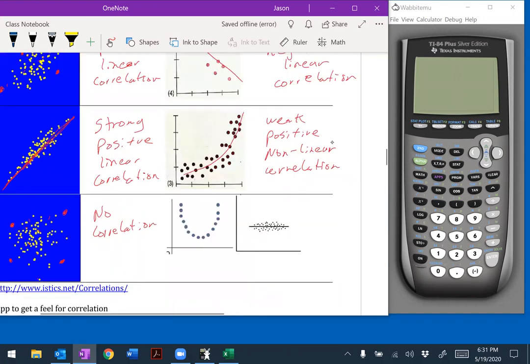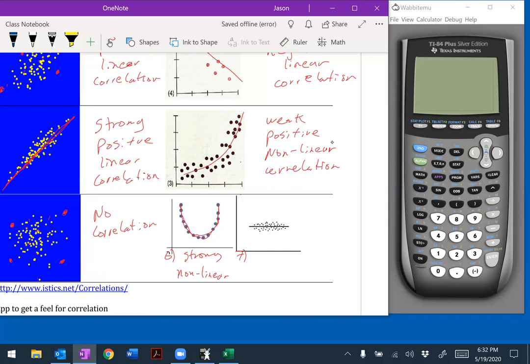We've got two more here. If we have this U, that's a parabolic shape. It's extremely strong. So strong again, and it's neither positive nor negative because it's curved. So it's a strong non-linear correlation there. What about the one next to it here? We'll call this, I don't know, 6 and 7.